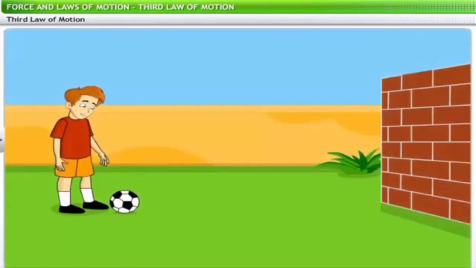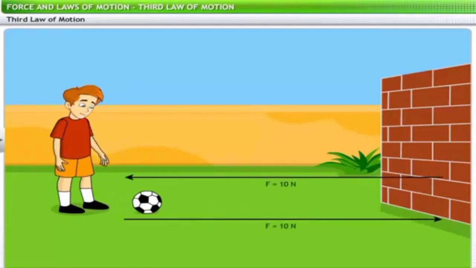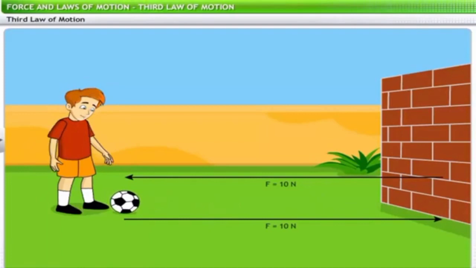Let's revisit the situations we observed at the beginning of this lesson. The boy kicks the ball to the wall, say, with a force of 10 Newton. The wall kicks the ball back with equal force. The direction of the force exerted by the wall is opposite to the direction of the boy's kick.